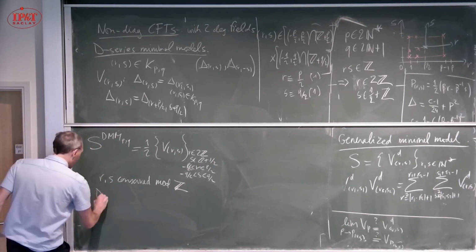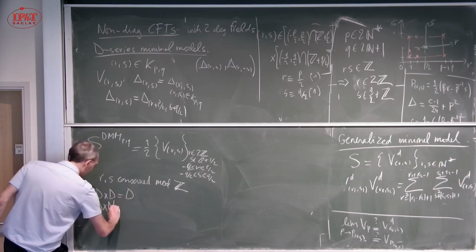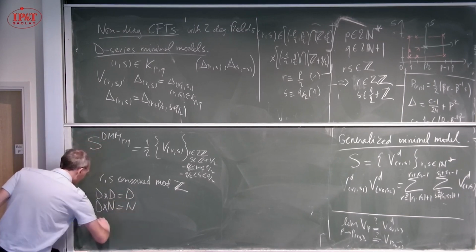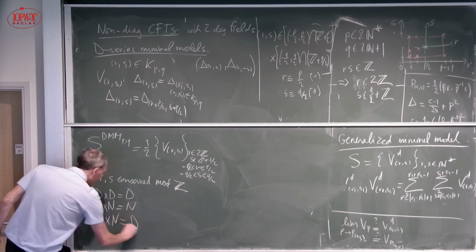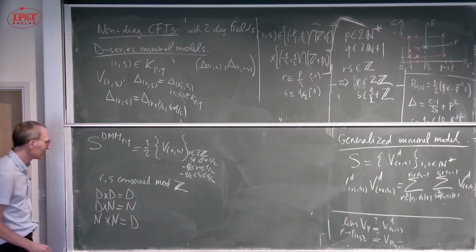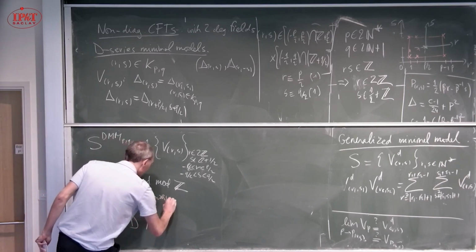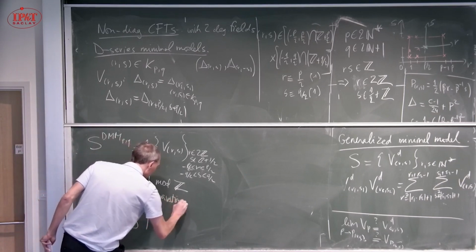And therefore, the conservation of S modulo Z boils down to the conservation of diagonality. Meaning, if you take a diagonal times diagonal, you have to find diagonal. Diagonal times non-diagonal equals non-diagonal. And non-diagonal times non-diagonal goes back to diagonal. So that's what I would call conservation of diagonality.